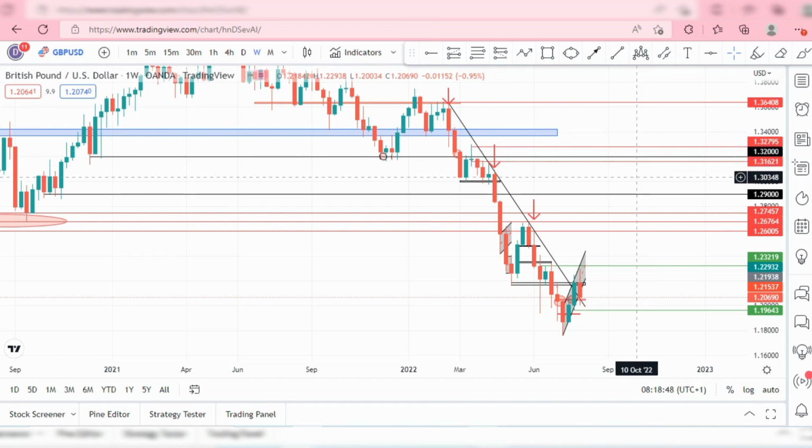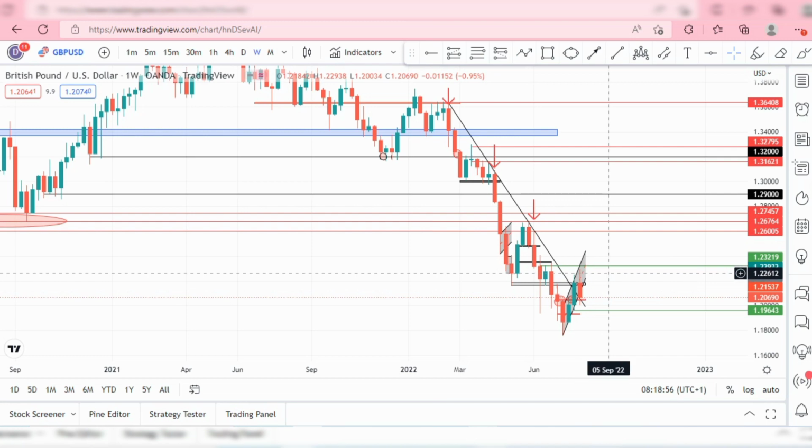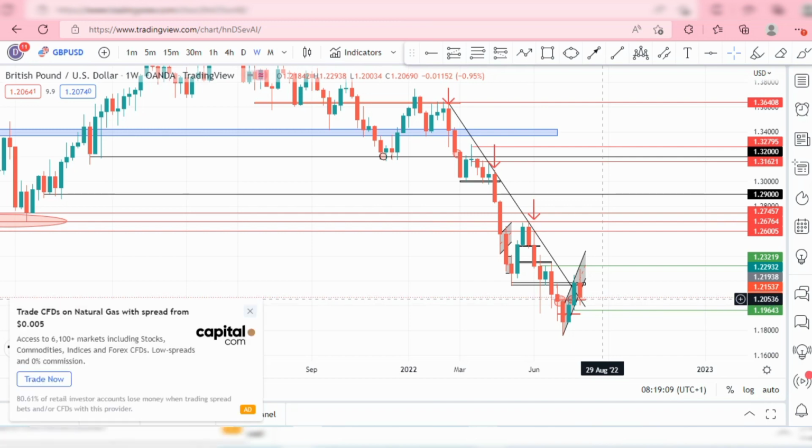Now, on the weekly time frame for GBPUSD, we can see that price has broken this trend line here. It went all the way up, didn't really get to the 1.23 area that I was expecting, and then quickly rejected back to the downside to this minor support level around the 1.205 area, which I will show you next. And so that's what we can see on the weekly time frame.